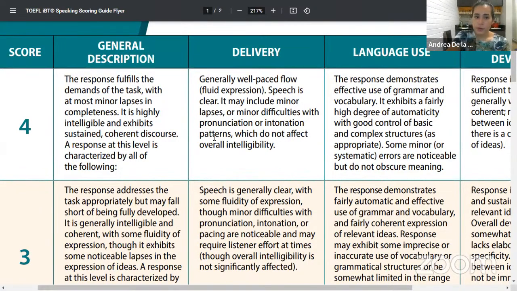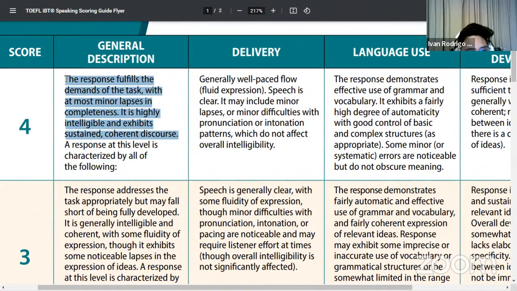Ivan, could you please read what I just highlighted? The general description of a 4 score. Okay. The response fulfills the demands of the task with at most minor lapses in completeness. It's highly intelligible and exhibits sustained coherent discourse. A response at this level is characterized by all of the following.